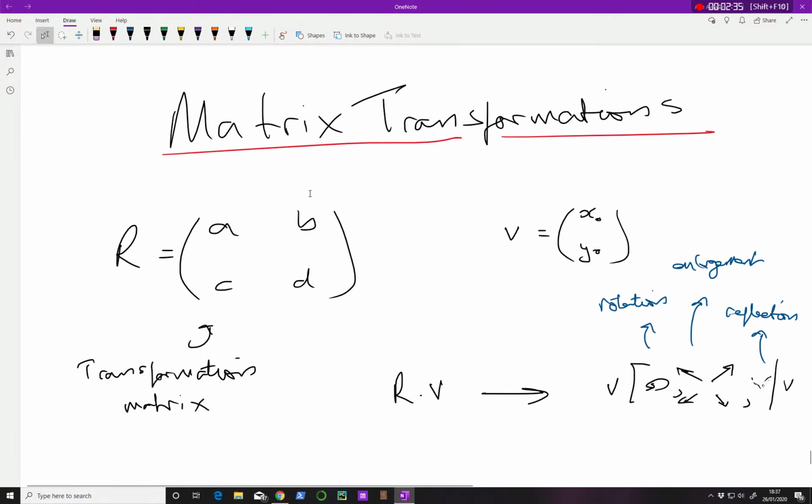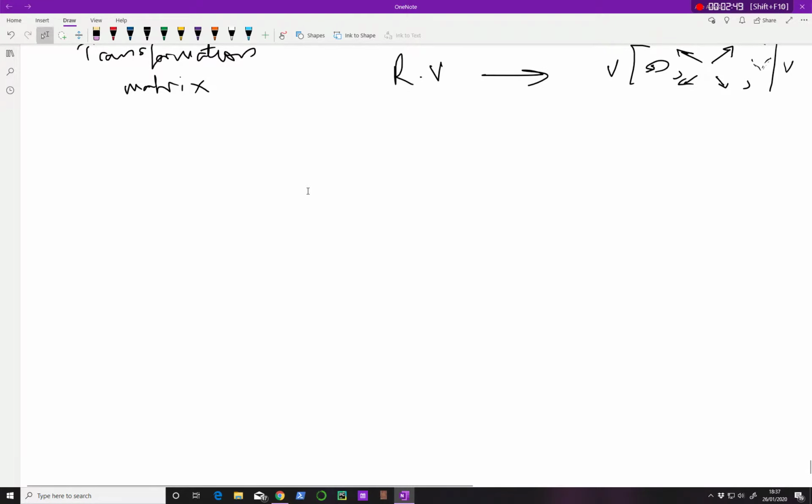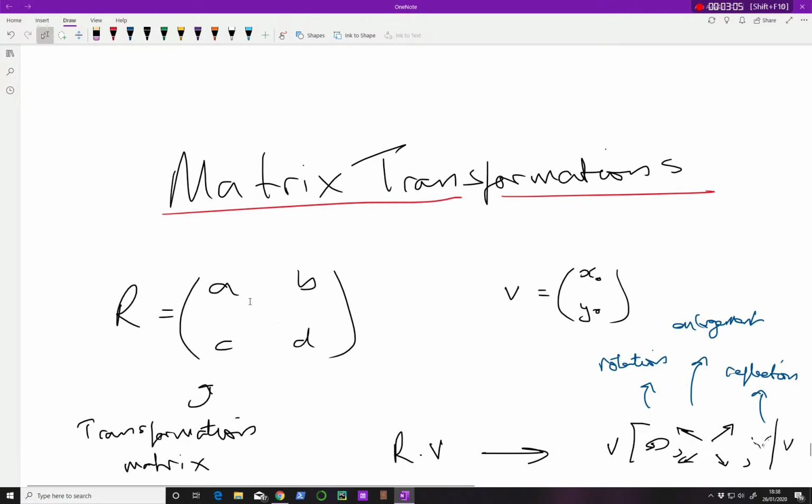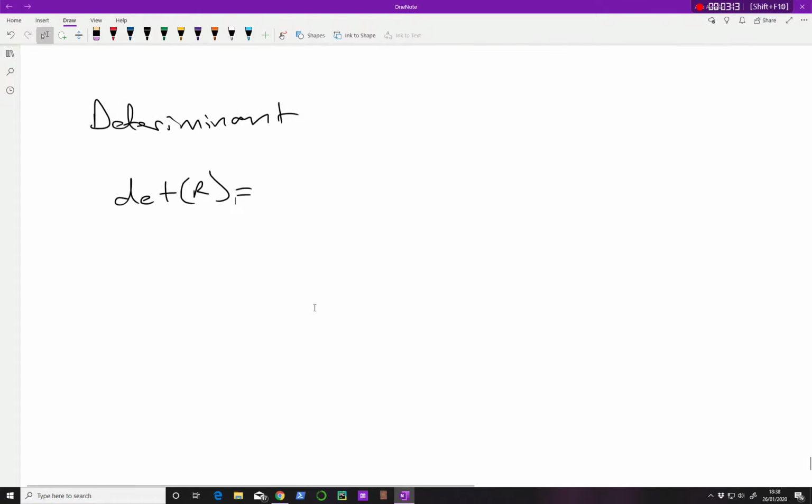There are two things that you should really understand and use when talking about matrix transformations, especially with enlargement or stretch matrices. The first thing is the determinant. So the determinant is given as det of my matrix equals the multiplication of the diagonal, take away the multiplication of the second diagonal. So in this case, it would be AD minus CB.